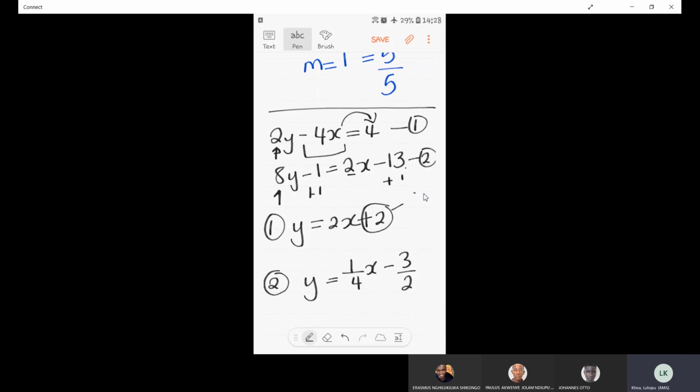So now that I have them in this form, I know what the intercepts are. This is your C, and that is your C. I know what the gradients are. I can quickly sketch both of them, and then I look for the point of intersection.